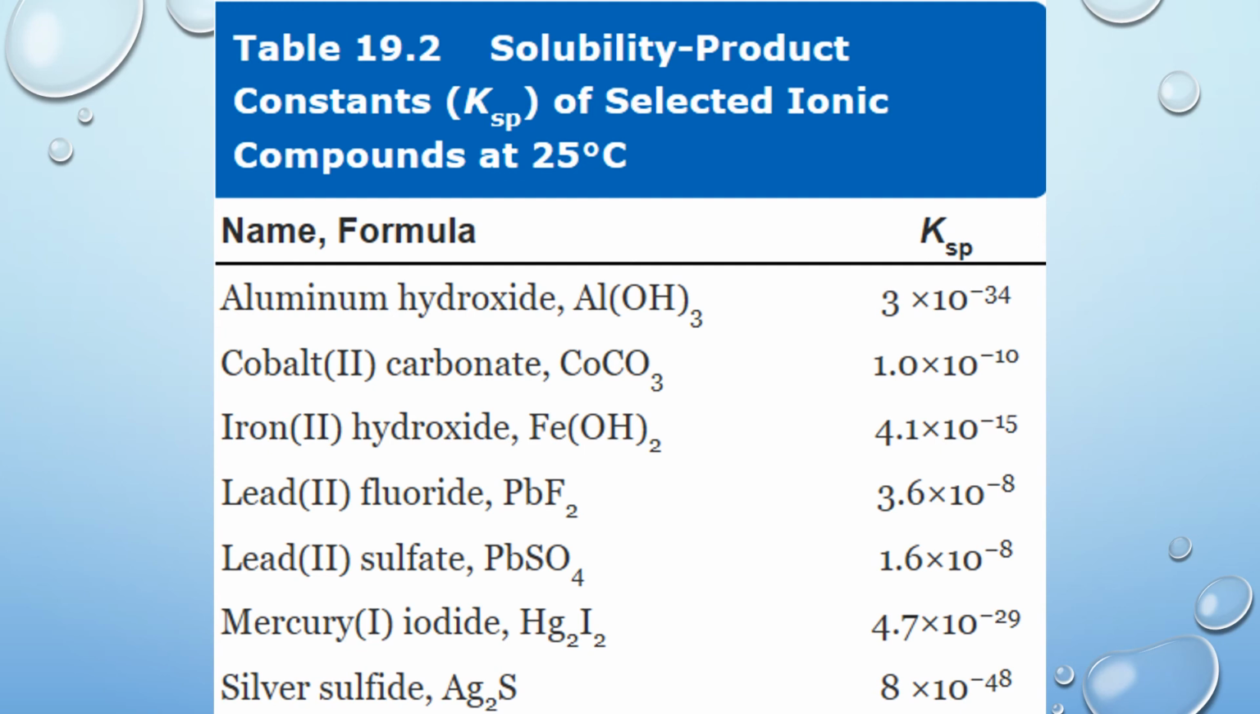This table gives you an idea about the scale of solubility constants for some common slightly soluble ionic compounds. Earlier, our example was this lead 2 fluoride. Compared to the other compounds in this table, it is more soluble, compared to the other solids. And we'll talk about how to compare their solubility using the Ksp value in later slides.